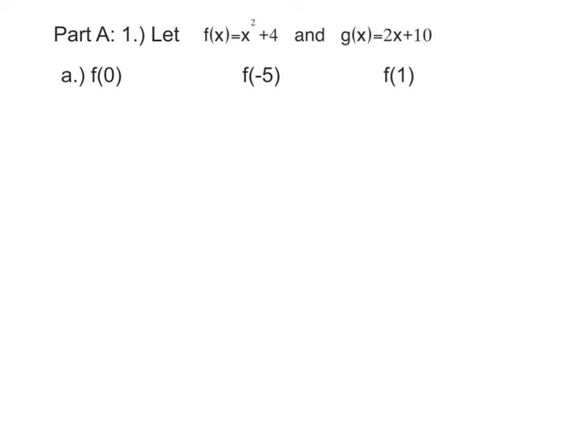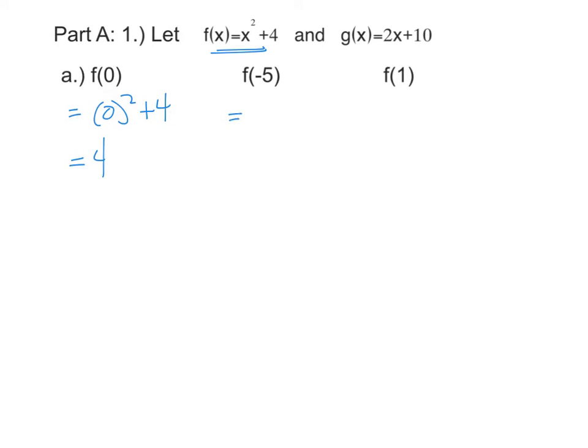When we're trying to find the functional value, like f of 0, all we have to do is plug 0 into f. So I'm going to take 0 and plug it into this equation for x. So we'll have 0 squared plus 4. That makes 4. So f of 0 is 4.